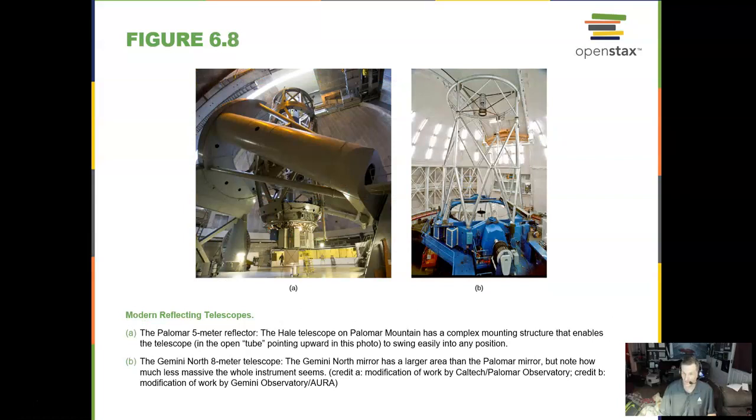Here are some modern reflecting telescopes. The Palomar 5-meter reflector up here, left side, and the Gemini North 8-meter telescope over here to the right.